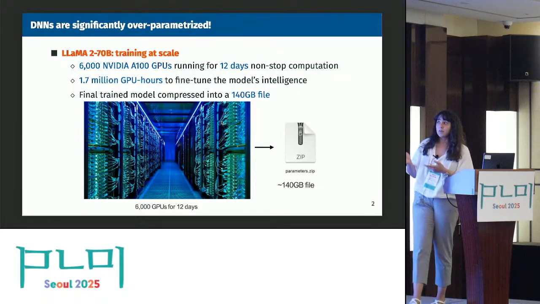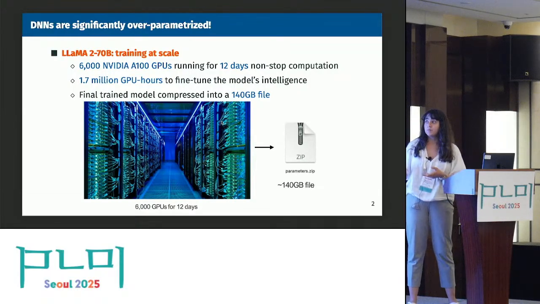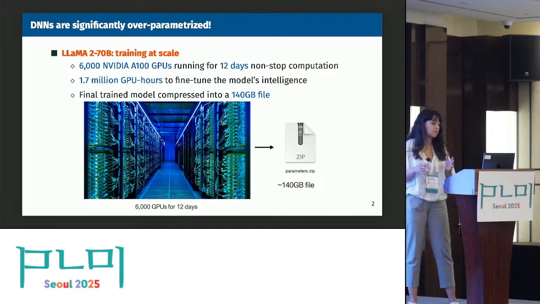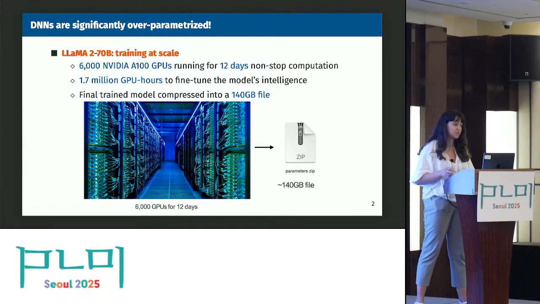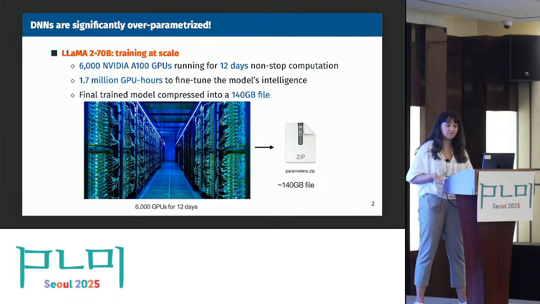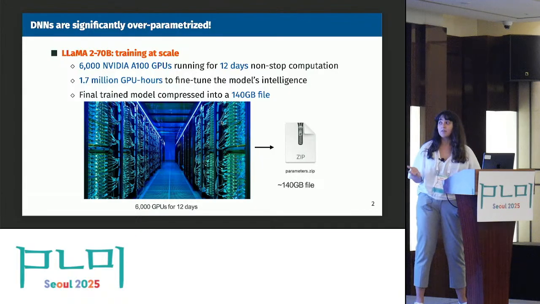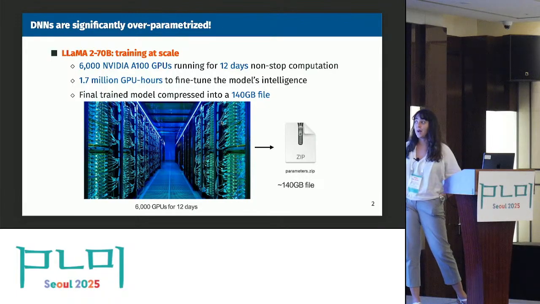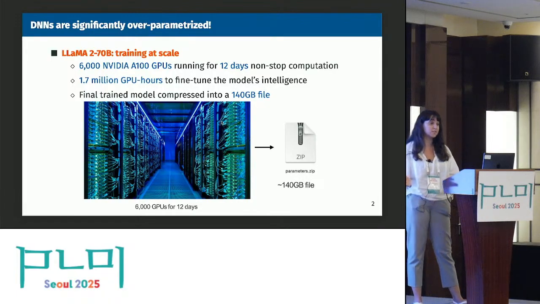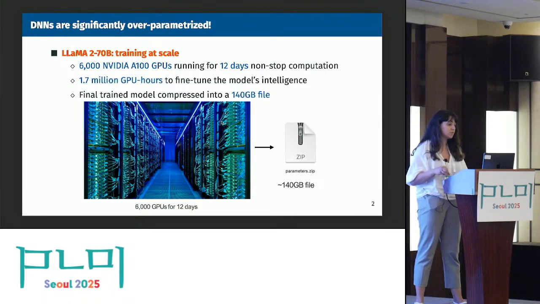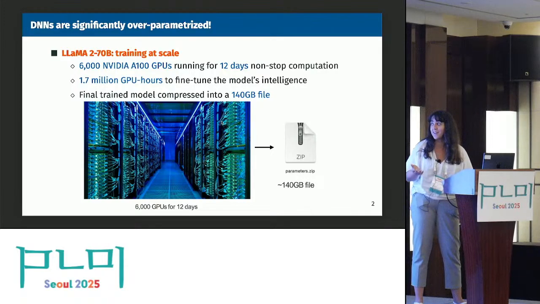So let's take a concrete example of the model Llama 2. Llama 2 with 70 billion parameters has been trained on 6,000 NVIDIA GPUs running non-stop for 12 days to make the computations. So this takes 1.7 million GPU hours to fine-tune these models. And the output of this model was compressed, and the final file is 140 gigabytes.